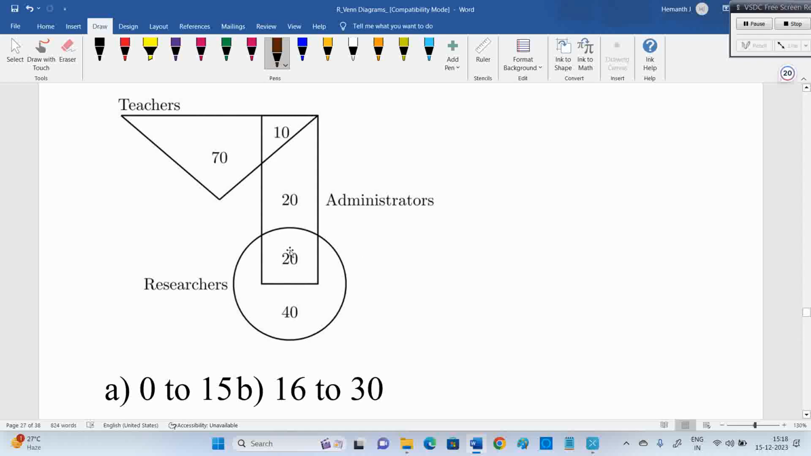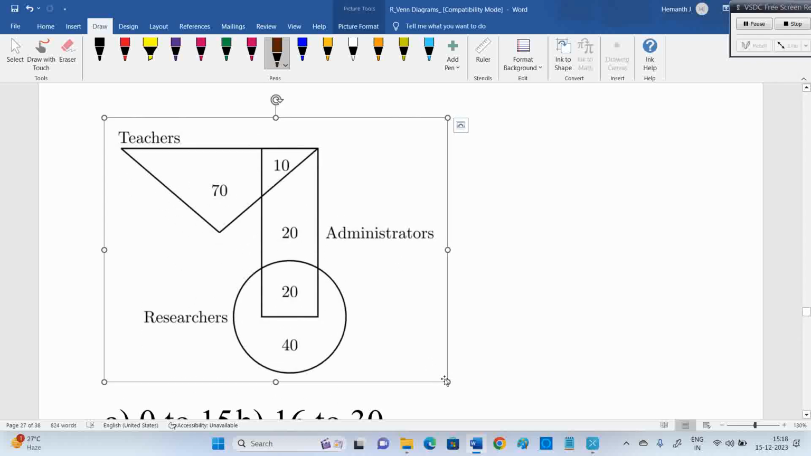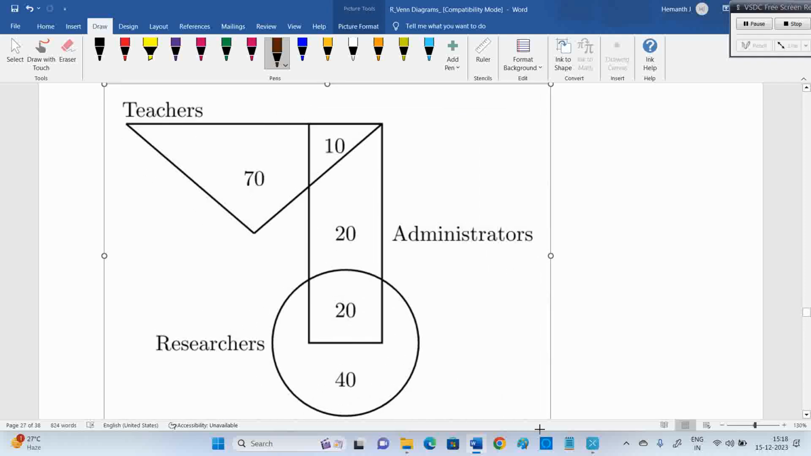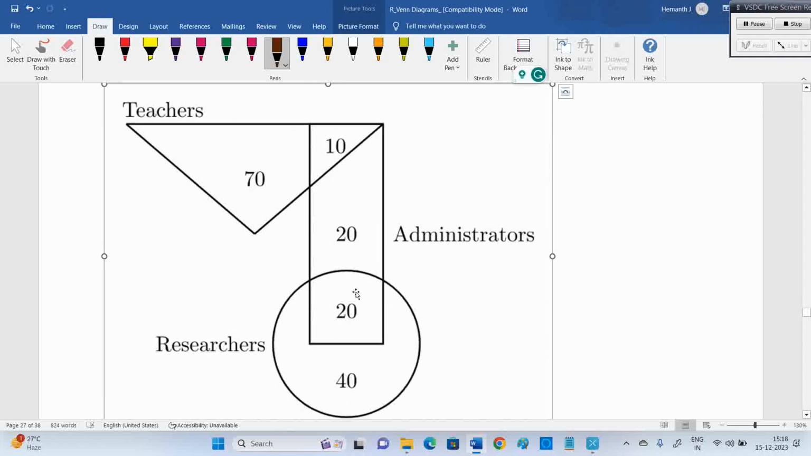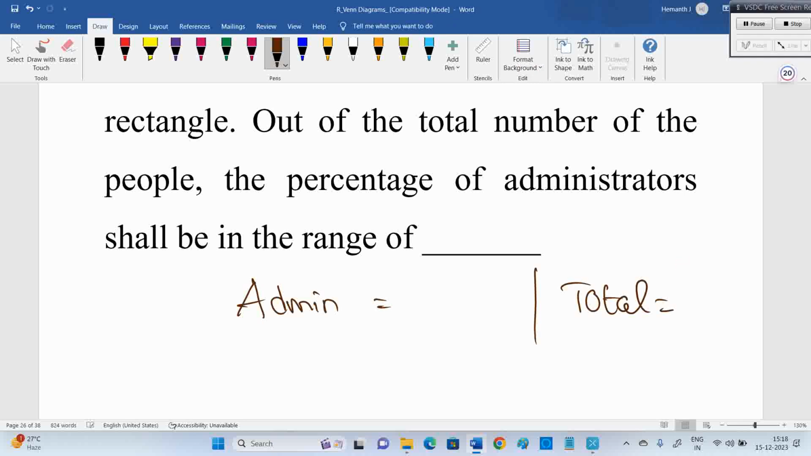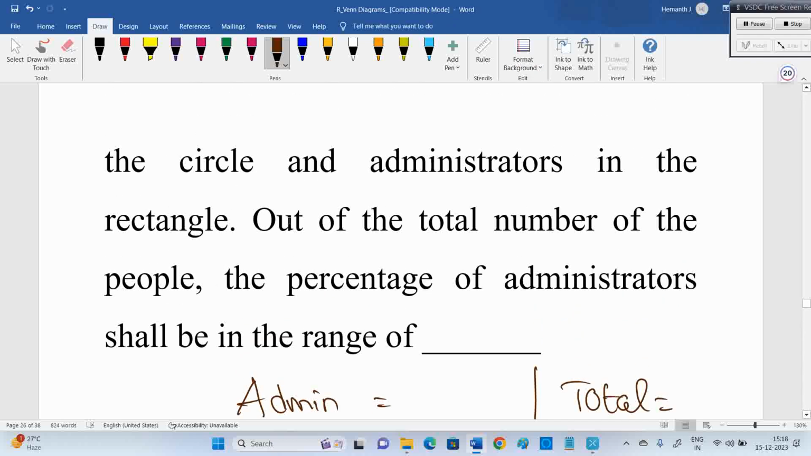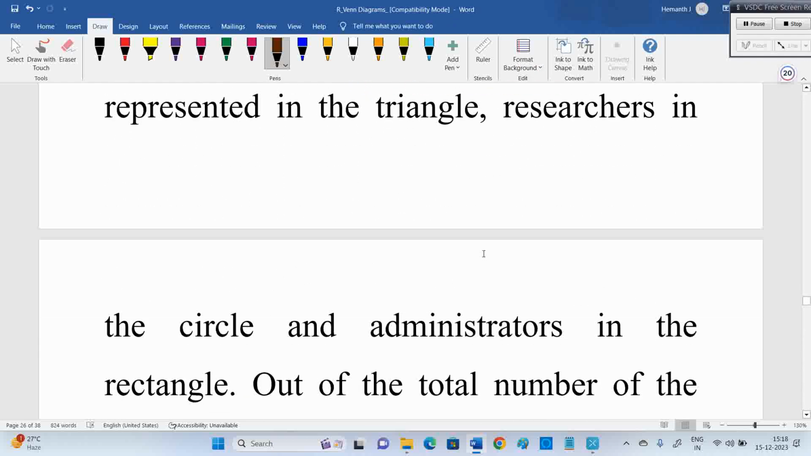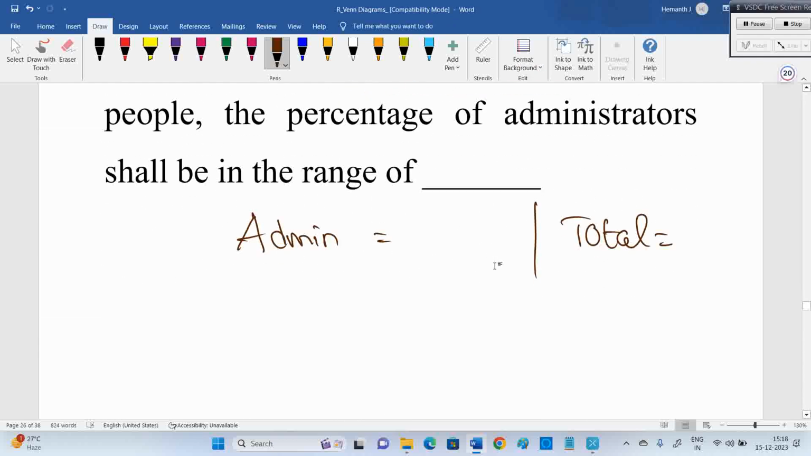That's cool. But what are they asking now? Everybody has this question, so I'm not worrying about this. This diagram, I hope it is there in everyone's booklet. Now, what they're asking: out of the total number of people, the percentage of administrators. So admin, how much; total, how much? In the previous question the total was 300 people, but here the total is not given. We have to find the data from the diagram. Admin is how much, total is how much.